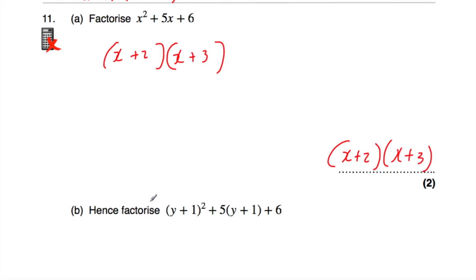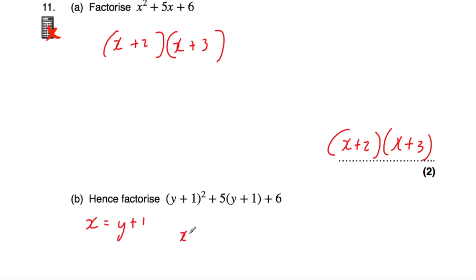Okay, and then part B. Part B says, hence factorise (y plus 1) squared plus 5(y plus 1) plus 6. It says hence, that means we're going to use what we've already done. If you have a look here, instead of x squared, we've got (y plus 1) squared. Instead of 5x, we've got 5(y plus 1). And then we've got the plus 6. So we've replaced the x with y plus 1, which means that x equals y plus 1.